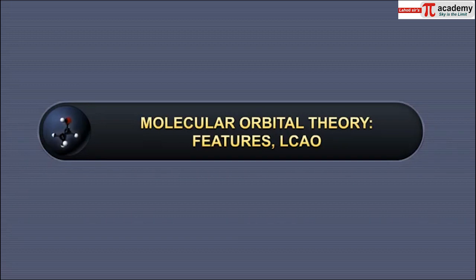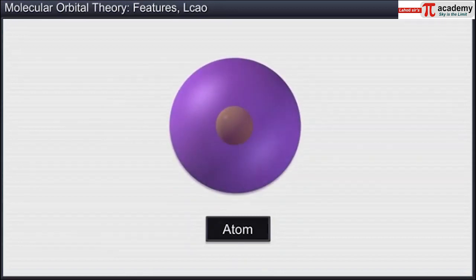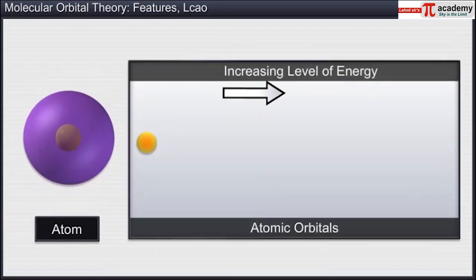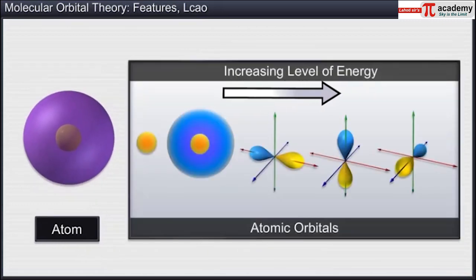In this module, you will learn about the molecular orbital theory. In an atom, electrons are present in orbitals of differing energy levels, such as 1s, 2s, 2p, and so on. They represent the probability of finding electrons around an atom.